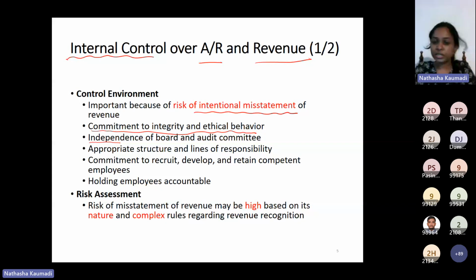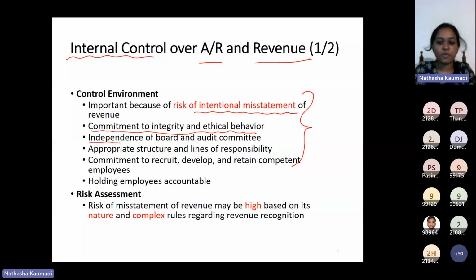And then structure, lines of responsibility, commitment to recruit, develop and retain competent employees. Why? If there are competent employees, qualified, experienced, ethical, good employees, they will support establishing the internal controls, and also holding employees accountable. So this is about the control environment. When you understand the internal controls over accounts receivable and revenue, first of all, you need to check whether there's a good control environment in the organization. And then risk assessment.